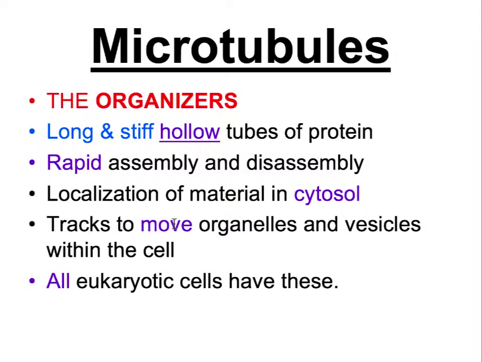They themselves can be used as roadways or tracks to gain access to far reaches of the cell's interior, and they can move organelles and vesicles full of substances, as well as massive amounts of macromolecules in directions that are specified by the orientation of the microtubules. So microtubules do have an orientation, as we'll see on the next slide. And all eukaryotic cells, including plant cells, have microtubules.